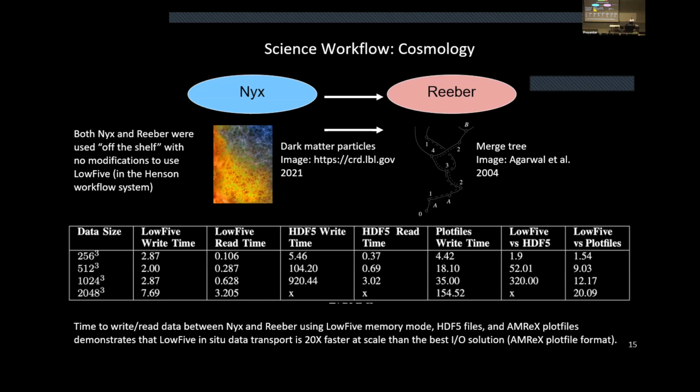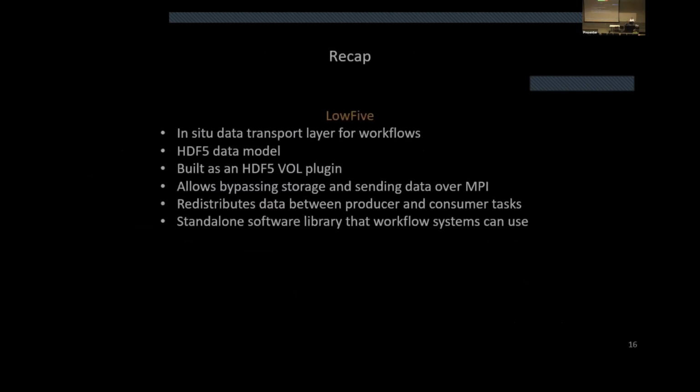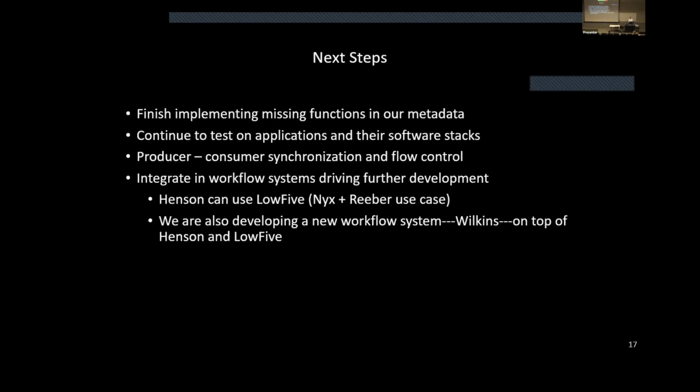That's a perfectly good result. And so in conclusion, LowFive is a data transport layer for HPC workflows. A VOL plugin using HDF5 allows us to bypass storage, send data over MPI, redistribute data between different numbers of ranks and different decompositions, and is a standalone software library that other workflows can build on. We're building other workflows on top of that now. That's some of our next steps. We're also implementing the last few features that we haven't implemented yet, namely data types in HDF5.